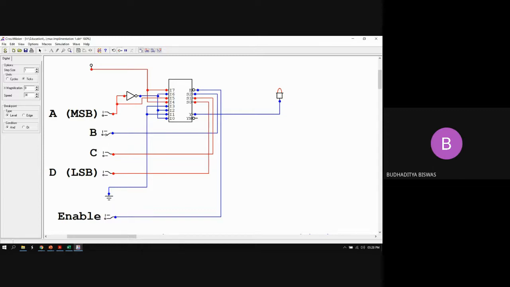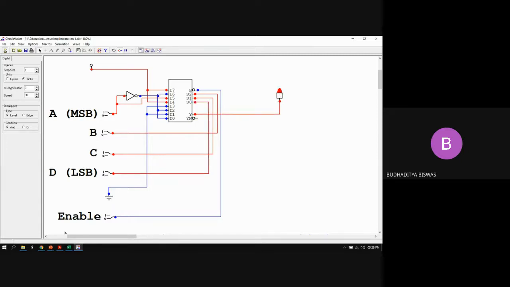Then I give 12. 1, 1, 0, 0. So 12 should be there, because the light is glowing. Then I give 13. 13 is also there because the light is glowing. Then I give 14. 14 is not there, so the output is not glowing. And at last I give 15. So 15 should be there in the expression.